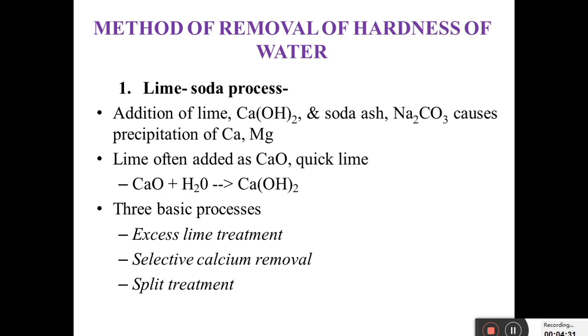The hardness is brought down to a level of 3 to 4 degrees. There is various equipment necessary for the lime soda process, like feeding and mixing apparatus, settling tank, recarbonation plant, and filters. Let us see how the lime soda process takes place.